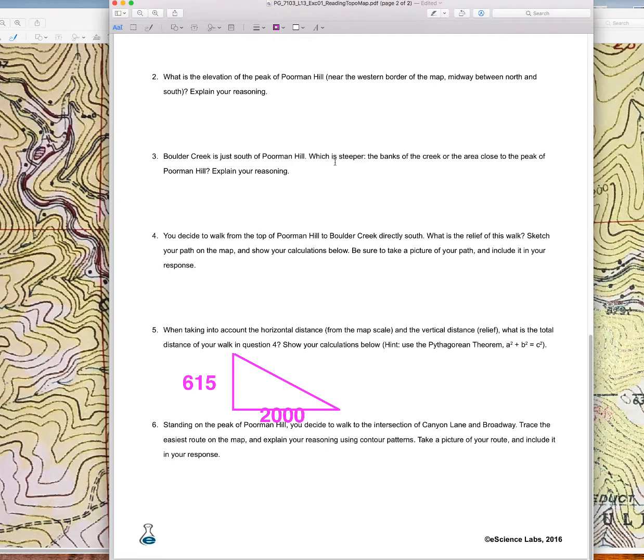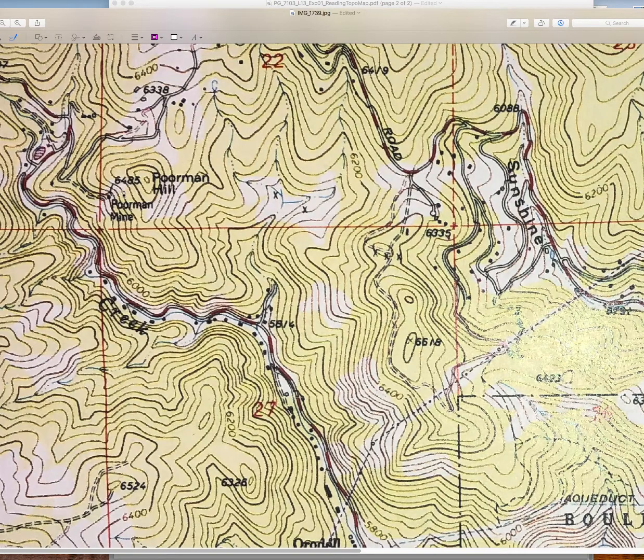Now we're going to look at the creek just south of Poorman Hill. We're going to try to figure out what's steeper, the banks of the creek or the area around the peak, and what's our reasoning. Here, note that the contour lines down on the banks of Boulder Creek are very close together. That means it's steep. They're close together. You're going to climb pretty steep slopes here.